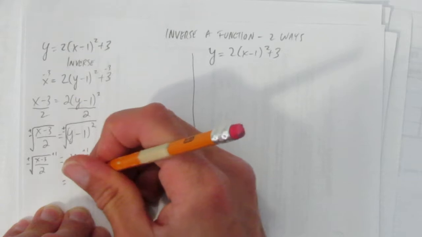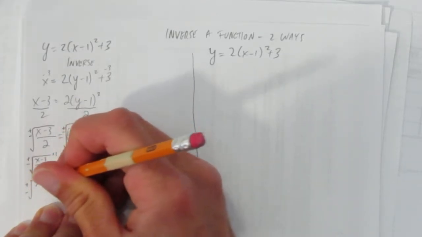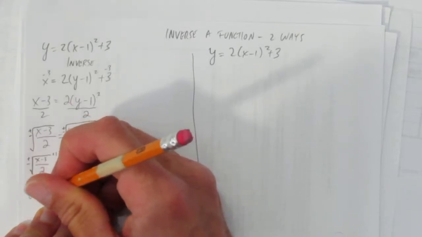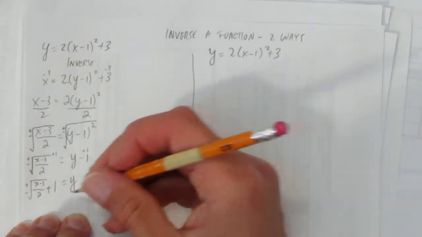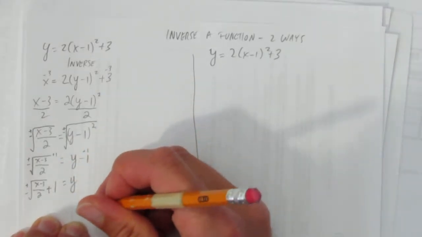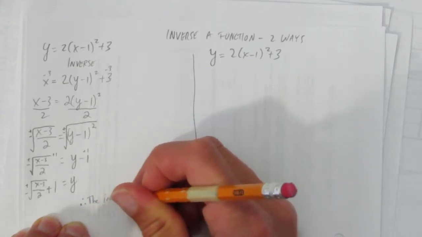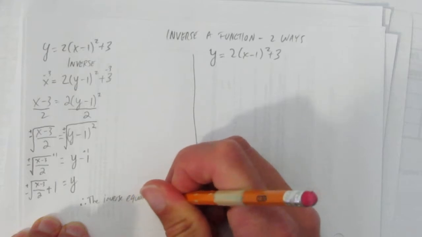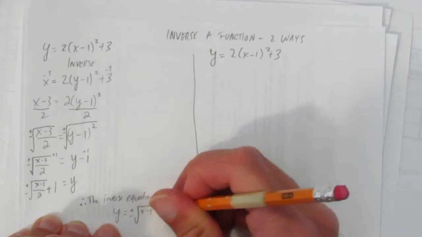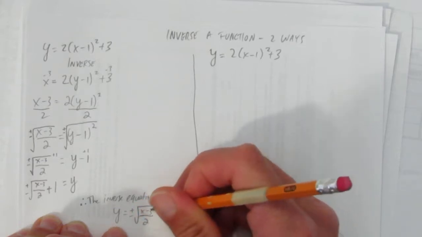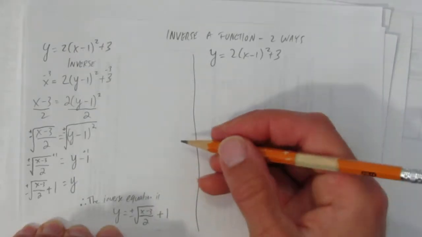Note though that plus 1 doesn't go in the root. Let's rewrite it. Plus or minus the square root of (x minus 3) divide by 2. Do all of that, and then on the outside add 1. That's your equation. So we can write a therefore statement. Sometimes I like it. Therefore the inverse equation is y equals plus or minus the square root of (x minus 3) all divided by 2. All of that's inside the root, but then plus 1. That's how to do it using algebra.